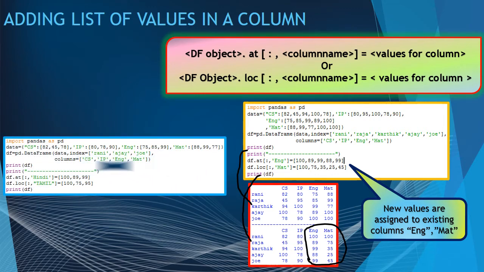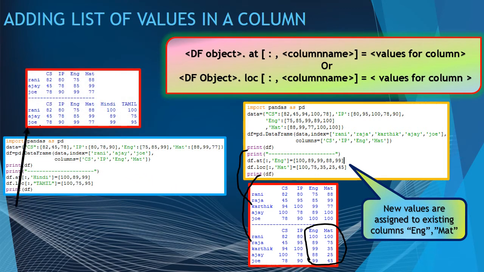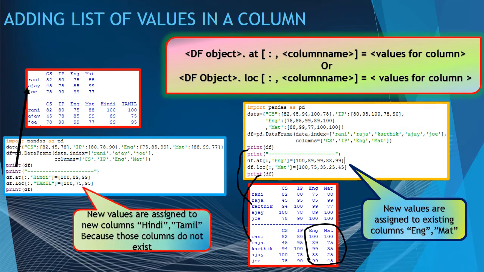Then next, using at we are giving the values for the Hindi column. Note here Hindi and Tamil do not exist in that data frame object, so Hindi and Tamil will be added with a new set of values.